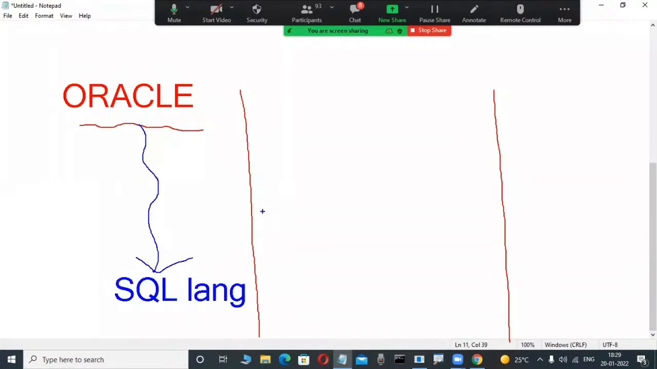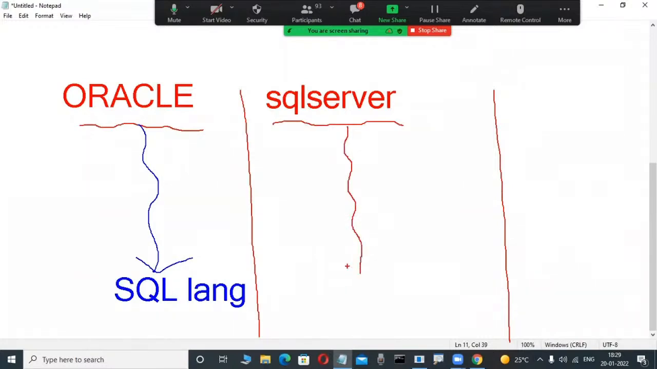Suppose in my company another project also exists, which is also a relational database product from Microsoft. That is SQL Server. Some employees are working on the SQL Server product, which is also a database product, same as Oracle, but to operate SQL Server they use one language only. What is that language? SQL is a language. Observe here, SQL is a language.